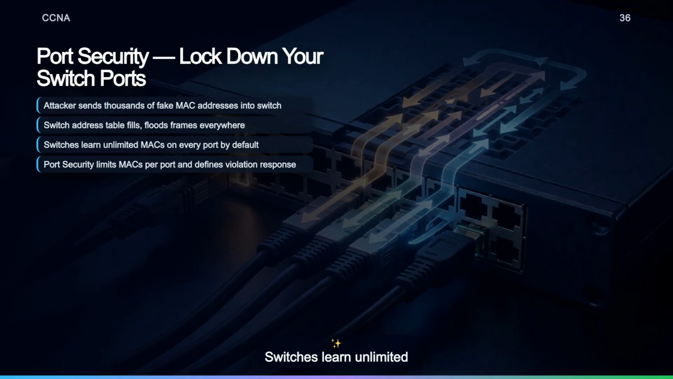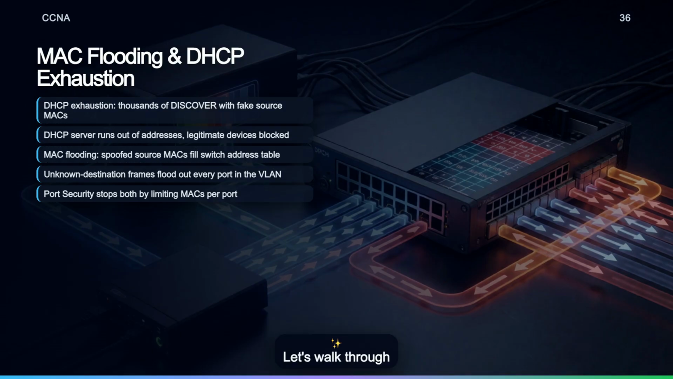Switches learn unlimited MAC addresses on every port by default. Port Security is Cisco's built-in defense against this exact problem. It limits how many MAC addresses a switch port will accept and defines what happens when someone tries to exceed that limit. Let's walk through how it works, from the attacks it prevents to every configuration option you need for the CCNA. Before we configure anything, understand what Port Security is defending against.